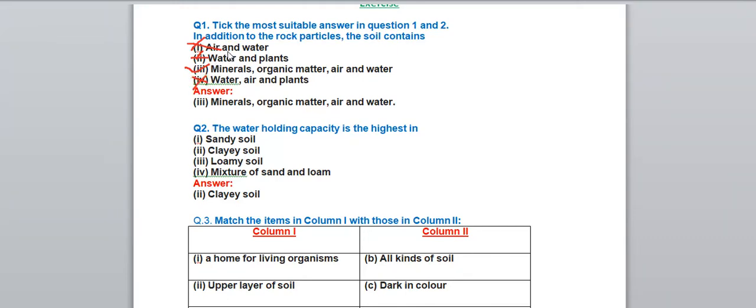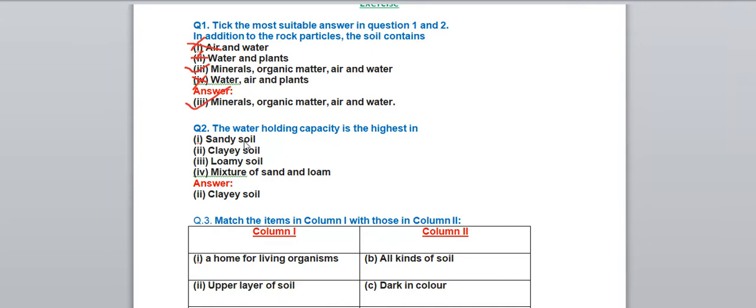This option is also wrong. These options are also true to some extent, but option number 3 is the most suitable answer because all the things which are present in the soil are present in it. What are the things which are present in the soil? Minerals, organic matter, air and water. So your option number 3 is the correct answer for that.